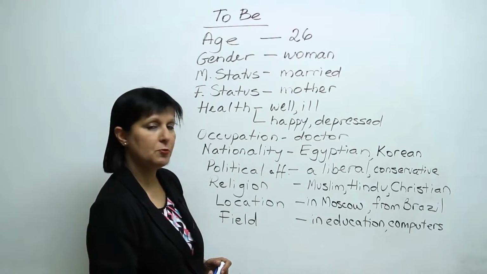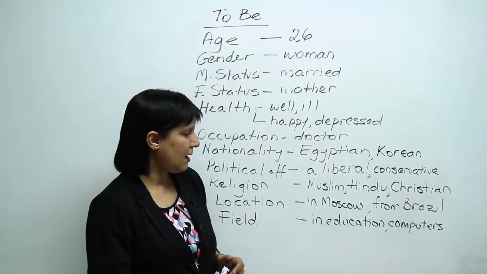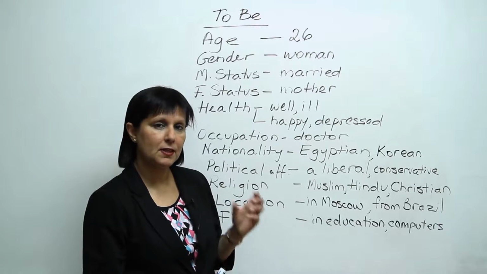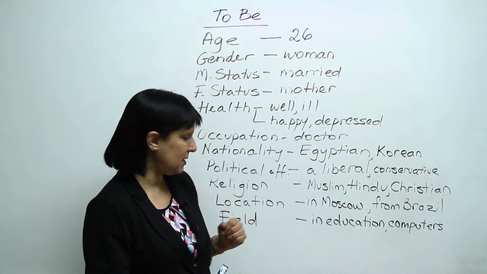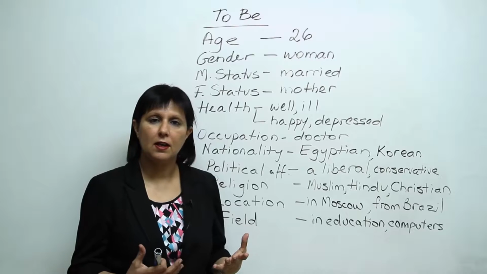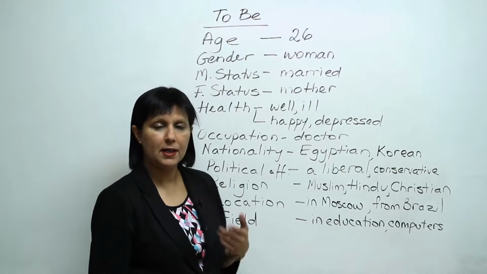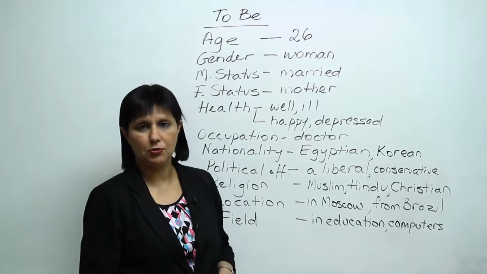You could use the verb to be to describe your location. I am in Moscow. I am from Brazil. Again, we need to use the verb to be. You could also use it to describe the field you work in, right? For example, I, as a teacher, am in the field of education.